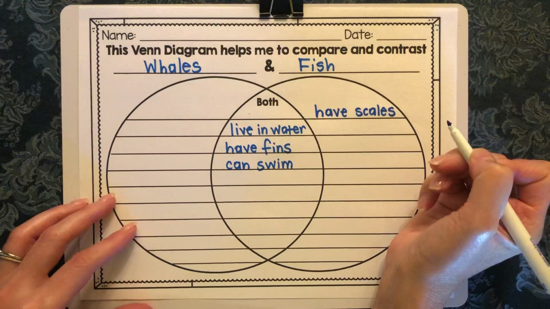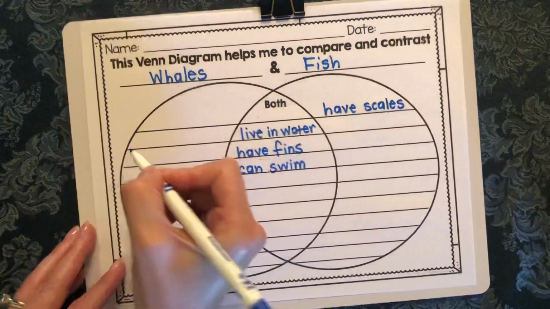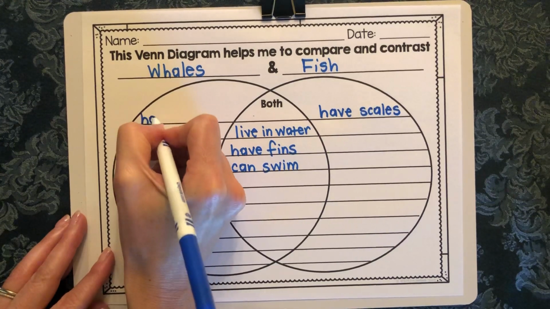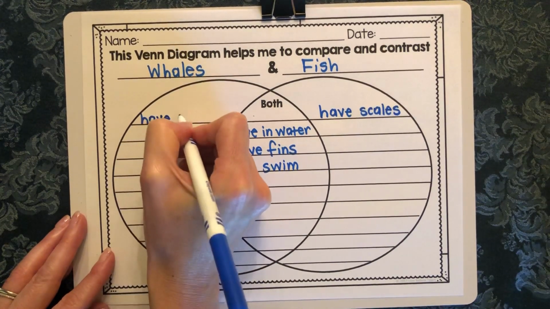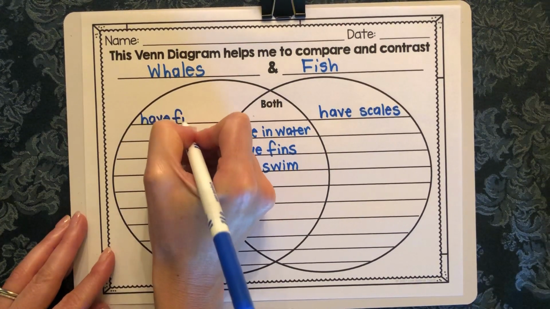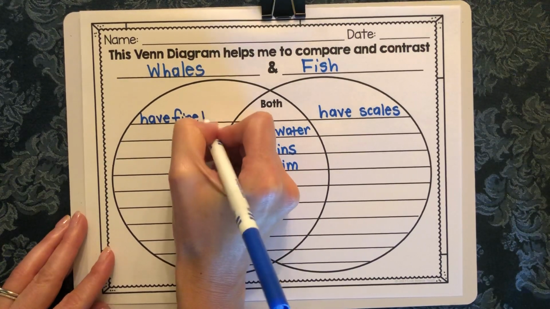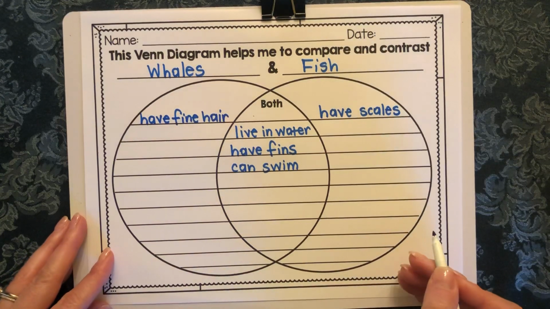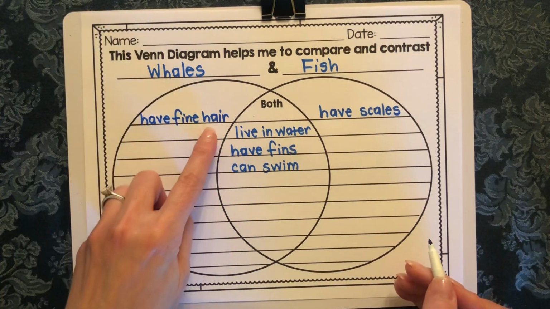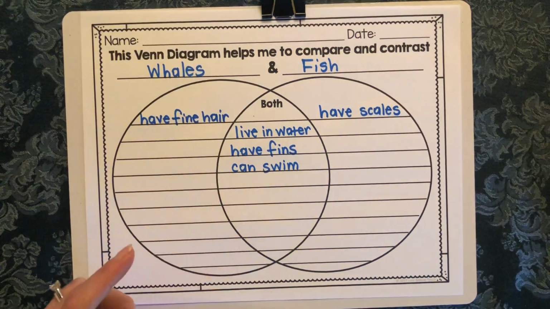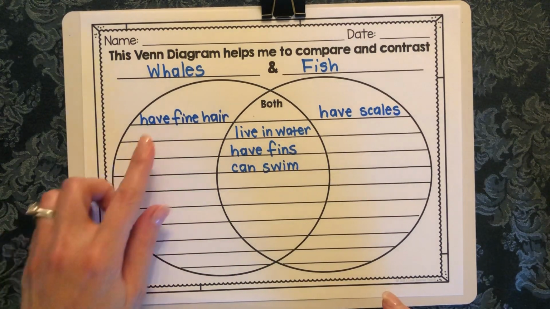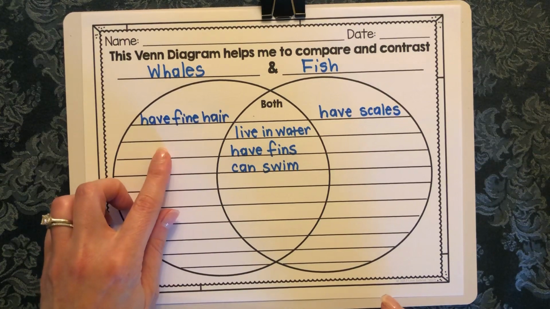And whales have hair. On their body they have hair. It's a very fine hair. They tend to lose this hair over the course of their life, but they do have very fine hair. How else are whales and fish different? What are some other characteristics of whales?